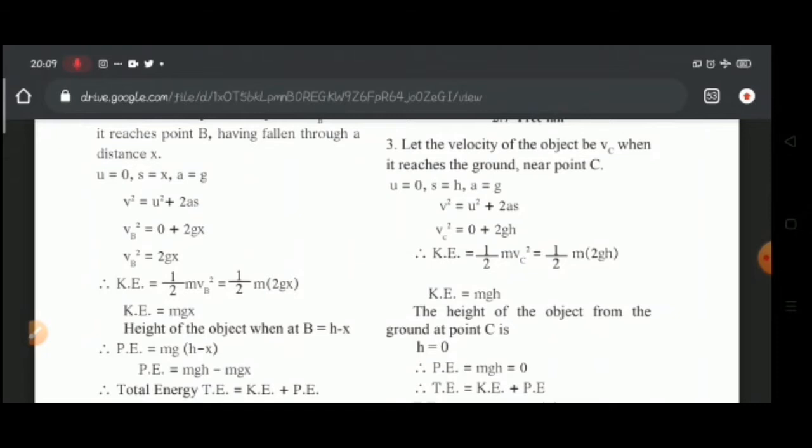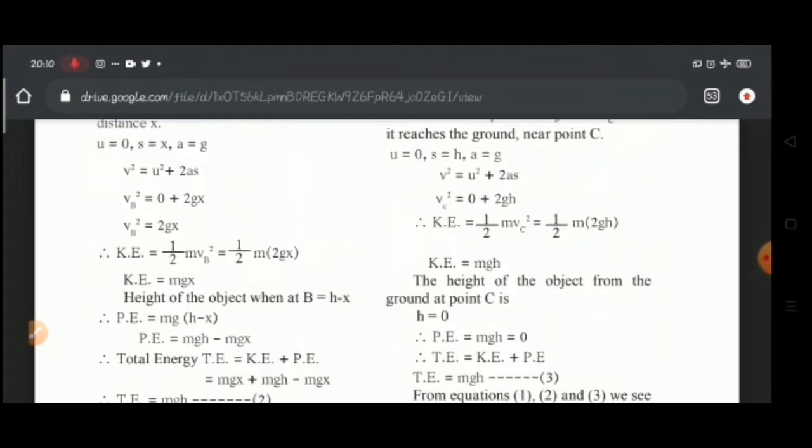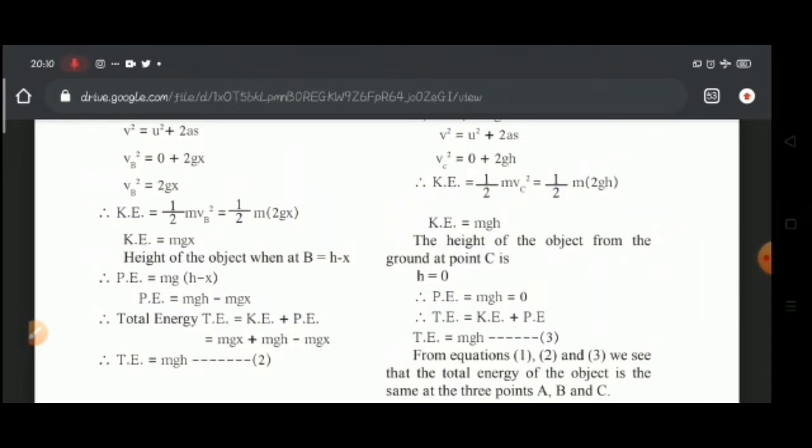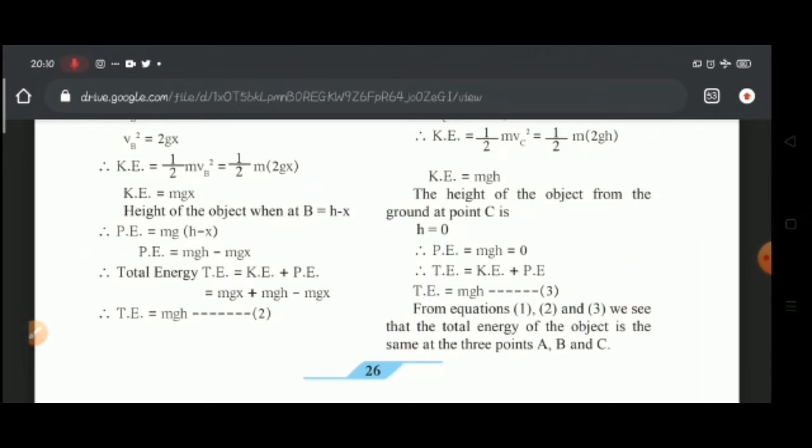Therefore the potential energy becomes, if we put the actual value of height, that is h minus x in this situation, the potential energy formula becomes mgh minus mgx. So if we put together, the total energy is equal to kinetic energy plus potential energy, and we get mgx plus mgh minus mgx, and in here mgx and minus mgx get cancelled out. So the total energy becomes mgh, that is mass into gravitational acceleration into height, that is nothing but the potential energy.